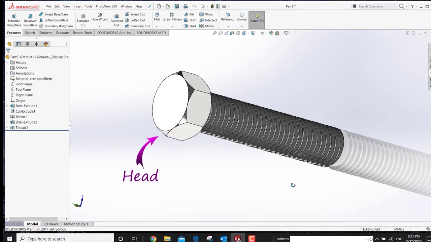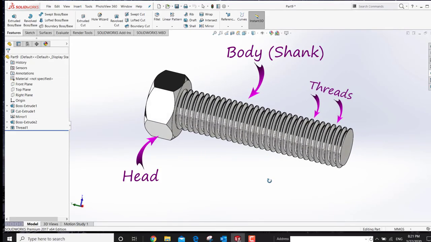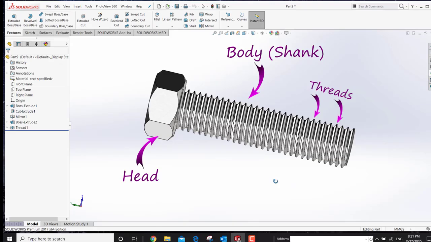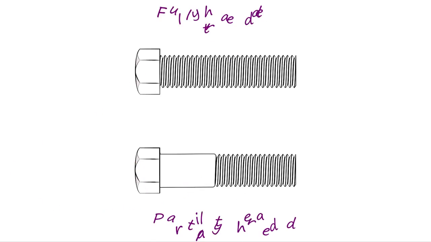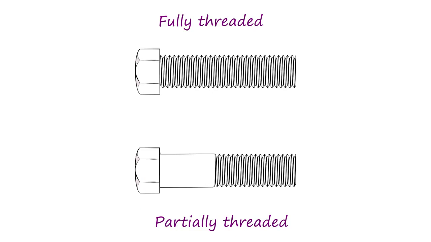A bolt has a head, typically hexagonal in shape, and a cylindrical body with threads on the cylindrical surface. A bolt can be fully threaded or partially threaded. Different parts of the bolt are visible on your screen.